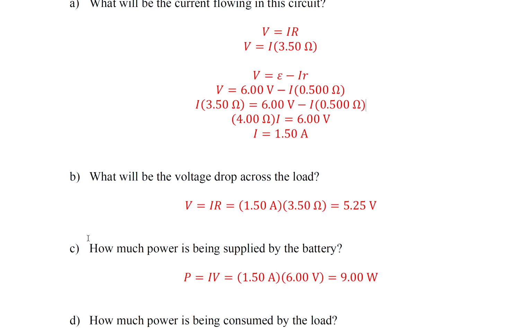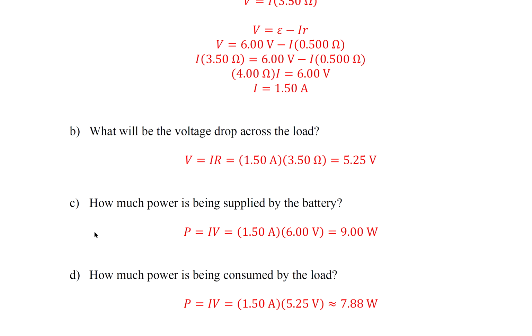Part B, what will be the voltage drop across the load? It's V equals IR, which is 5.25 volts. Part C, how much power is being supplied by the battery? P equals IV. Part D, how much power is being consumed by the load? P equals IV once again.